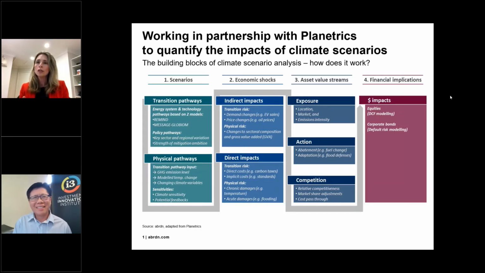That's how we think about building scenarios and then translating them into the corporate level and against a company's asset value stream to generate the investment risk: who are the climate winners and who are the losers.